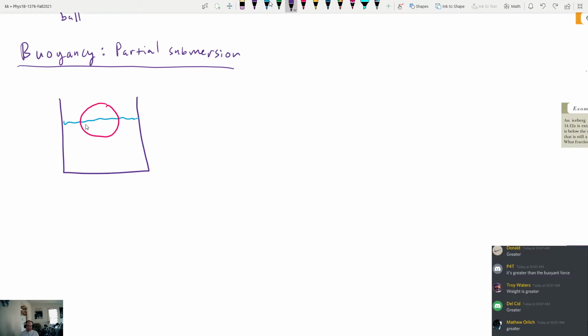And when an object's floating, some portion of its volume is going to be below the surface, okay? Now, this portion down here is below the surface. And what we can do is analyze the forces that are acting on this object, and we're going to try to calculate the acceleration of this object. So first of all, there's going to be some amount of volume that's beneath the surface, and we're going to call that volume displaced.